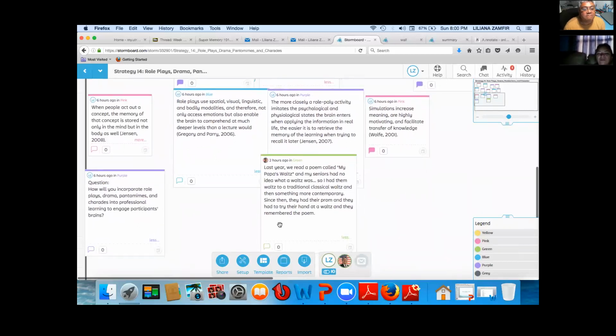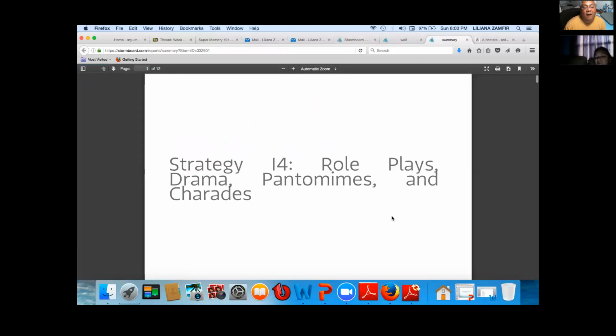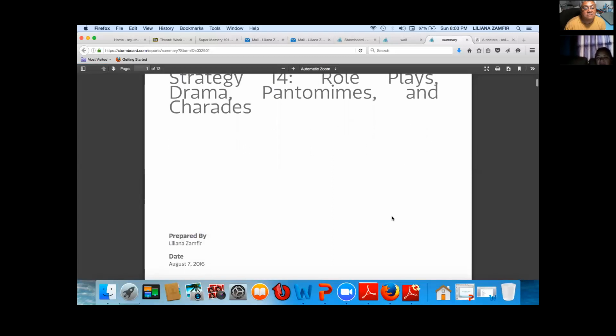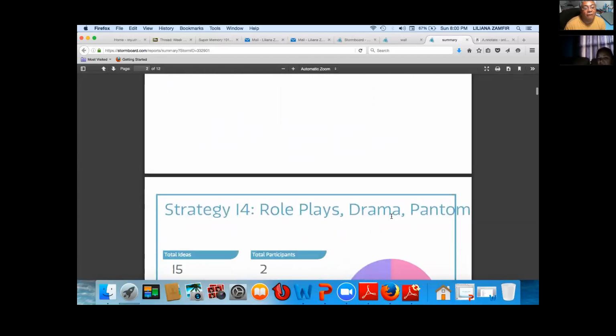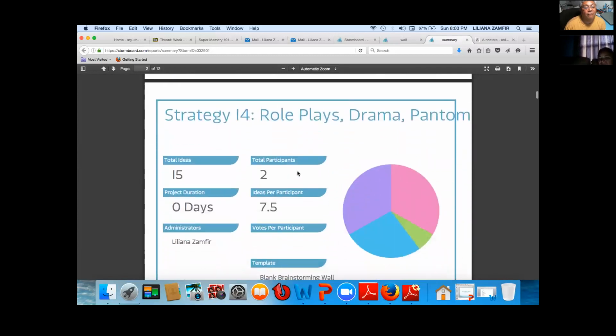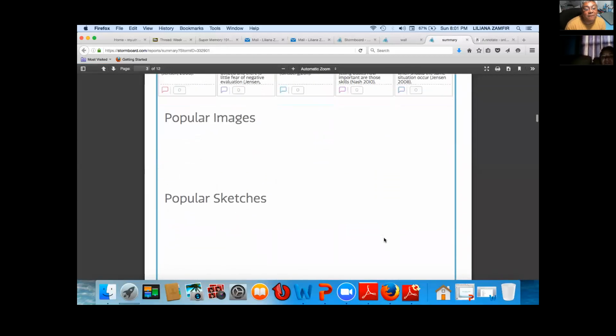And through the app, we can also print reports. So not only can we collaborate and all of us can answer here, but we can print reports, and a report looks like this. We have the name of the strategy or the chapter, whatever we are brainstorming about, the date when the report was prepared, how many participants you had, how many ideas, how long the project was, and then you can see the popular ideas in the project.